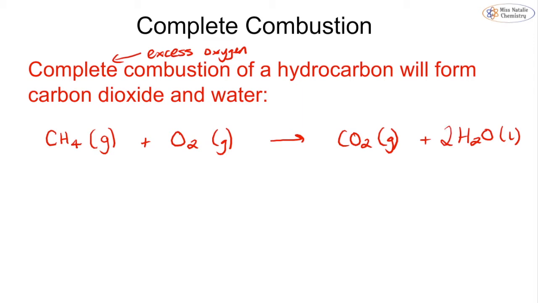Then I add up my number of oxygens on my right-hand side. So I have 2 from the carbon dioxide and 2 from the water, giving me 4. I divide that by 2, and I get an answer for a coefficient of 2 for the oxygen. And that's my complete combustion of methane.